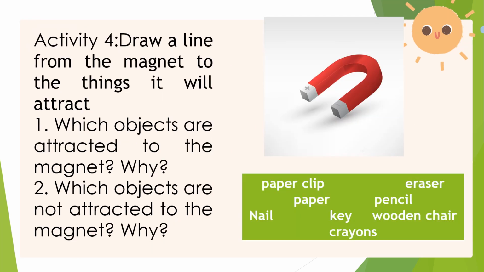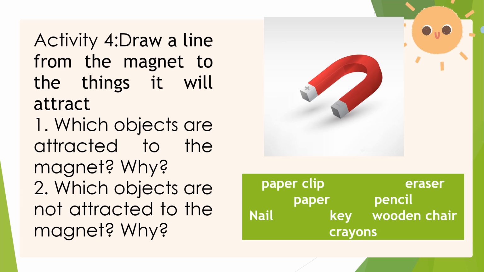Now let us have activity number 4. Draw a line from the magnet to the things it will attract. Then after that, answer the following questions. So first, which objects are attracted to the magnet and why? Okay, so the paper clip, the nail, and the keys are attracted to the magnet because they are magnetic metals.